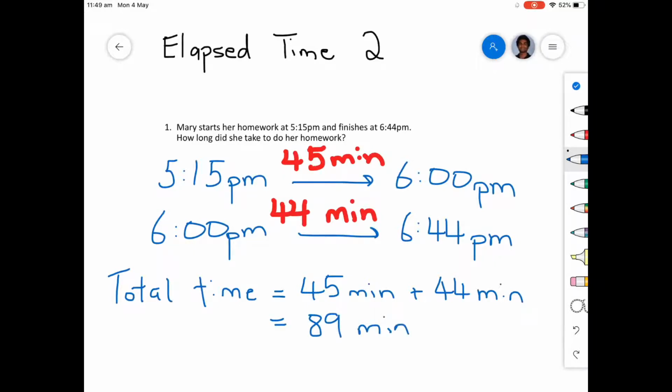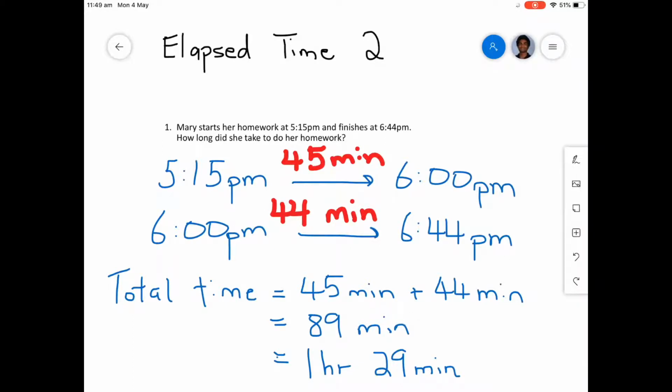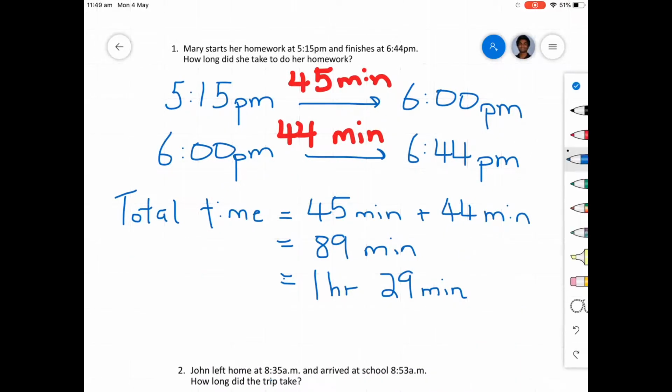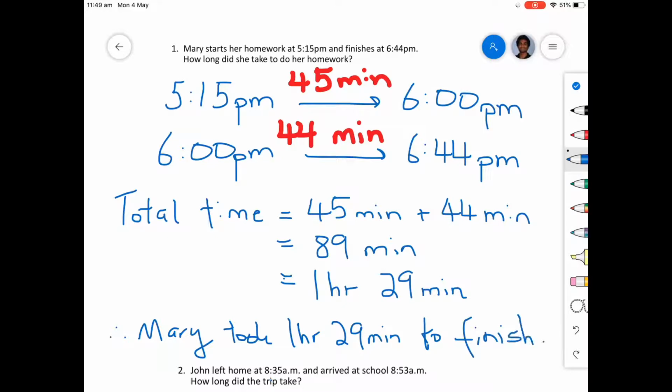Now, 89 minutes, that's an hour and a bit. So we need to figure out exactly how long that is in hours and minutes. Because we know that there are 60 minutes in an hour, if we subtract 60 from 89, we'll get 1 hour, and the leftover is 29 minutes. So our final answer will be 1 hour 29. And because it is a worded question, we would have a therefore answer. Therefore, Mary took 1 hour and 29 minutes to finish her homework. I'm just going to write "to finish". And that will be the working out and the answer for question 1.